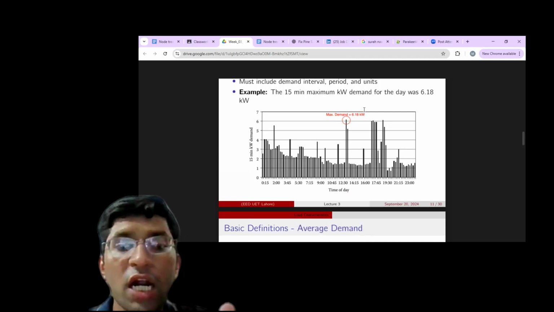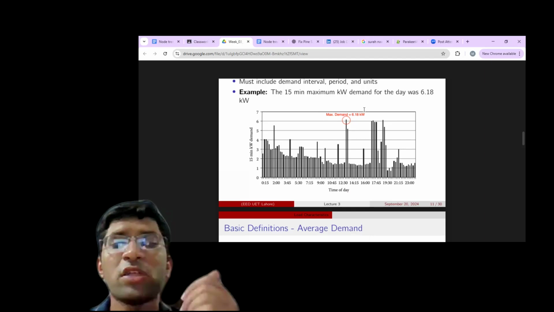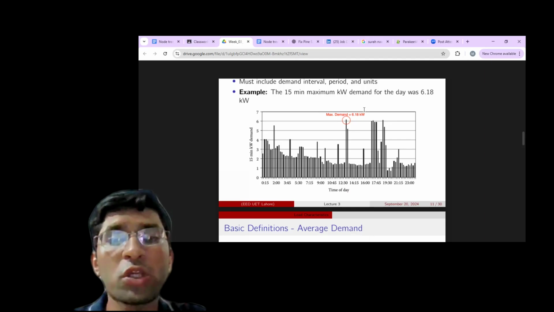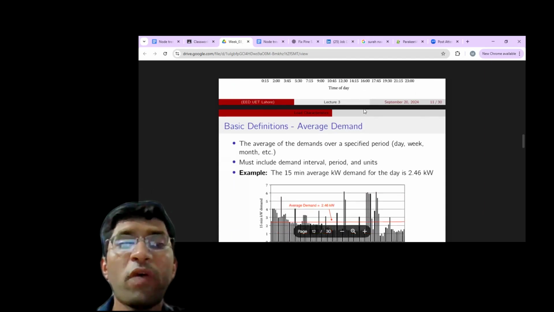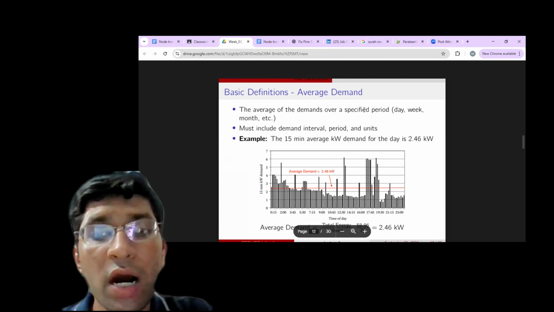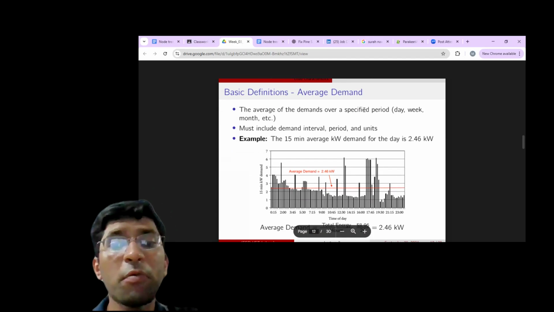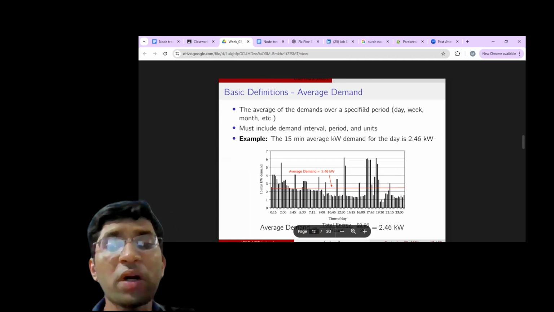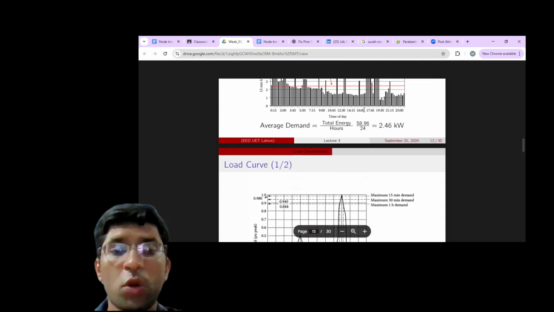So these are the charts, these histograms and bar charts, the data visualizations that we use to determine the correct figures and to improve our power system. The average demand is the average of the demand over a specified period: day, week, month, etc. Remember, you must include demand interval, period, and unit. The 15-minute average kilowatt demand for the day is 2.46 kilowatt.